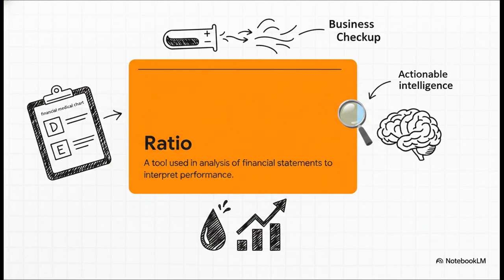It literally takes two distinct data points from our financial medical chart, like, say, total debts on one side and total equity on the other, and compares them. By creating this mathematical relationship, the ratio extracts incredibly meaningful insights from all that dense financial data. It transforms raw, boring data into actionable intelligence.